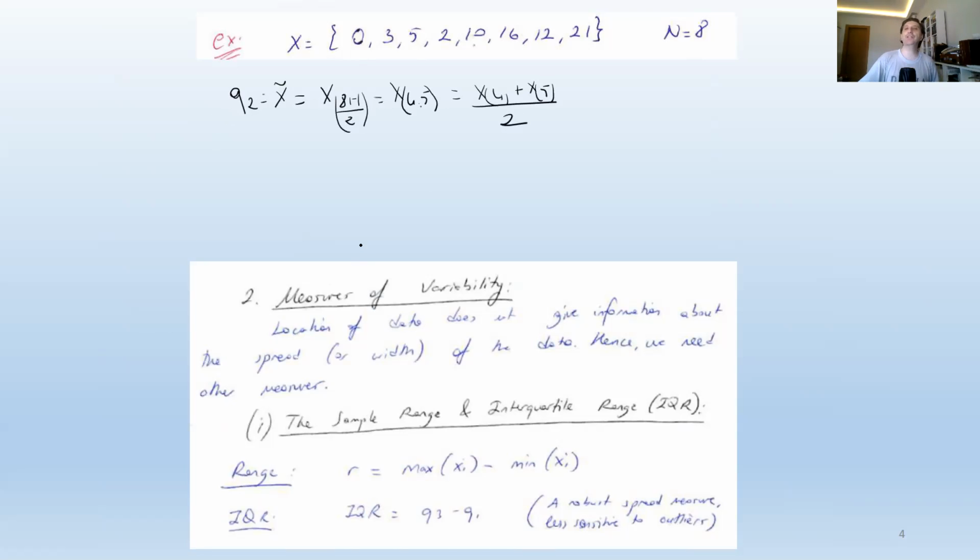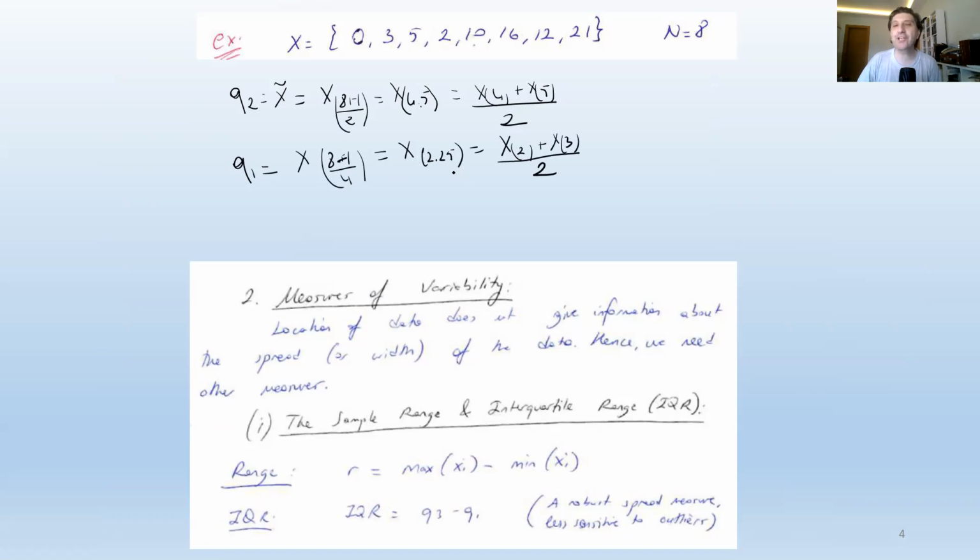Therefore, this is the equation that we are going to be using. Note that this is the same formulation we used for the median previously, but this actually captures the whole idea very clearly. So Q1 is going to be equal to x of (8 plus 1) over 4, which is going to be equal to 2.25, I guess. Yes. So in integer values, it's going to be 2 plus 3 over 2.